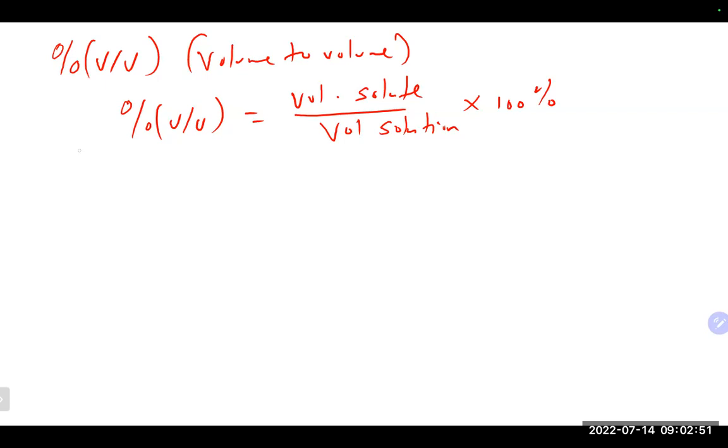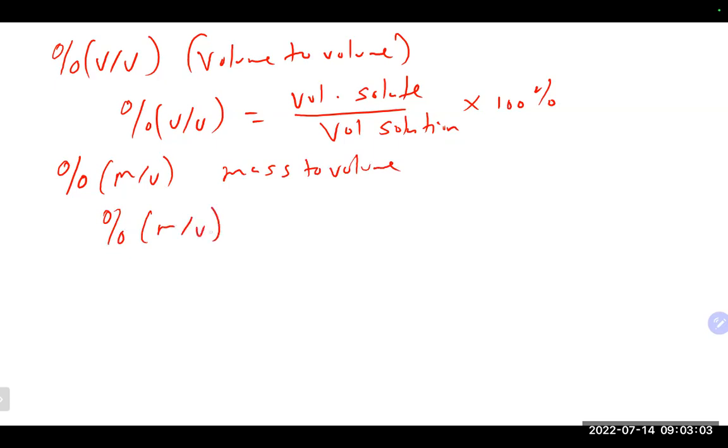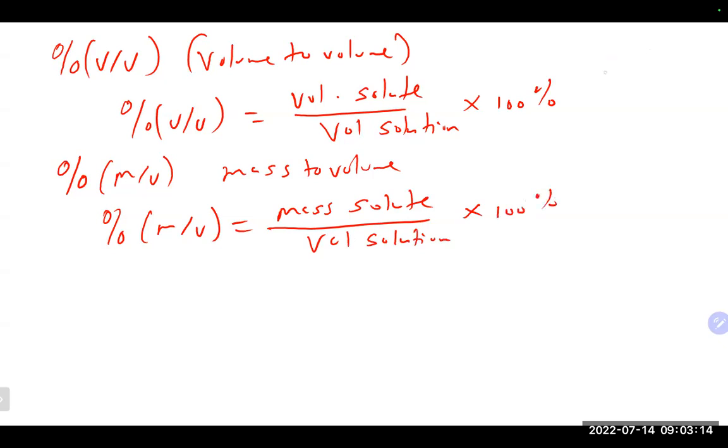The other percent concentration unit is percent mass to volume. Percent mass to volume is the mass of the solute divided by the volume of solution times 100%. So this one, volume to volume, is milliliters over milliliters. This one is grams over milliliters, kind of like density, basically. And the previous one is grams divided by grams, typically speaking. So again, for all of these, you could convert them into usable conversion factors.